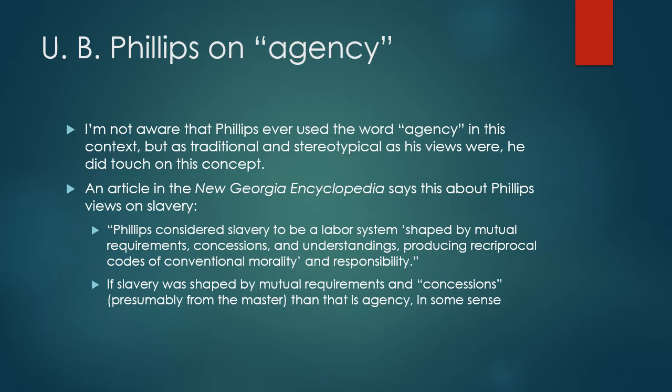As traditional as U.B. Phillips was, he talked about slavery as a labor system shaped by mutual requirements, concessions, and understandings, producing reciprocal codes of conventional morality and responsibility. Now, you would assume the concessions would be made by the masters since they're the ones with power. If there were concessions from the masters and reciprocal codes of conventional morality, then there was agency there in some sense.